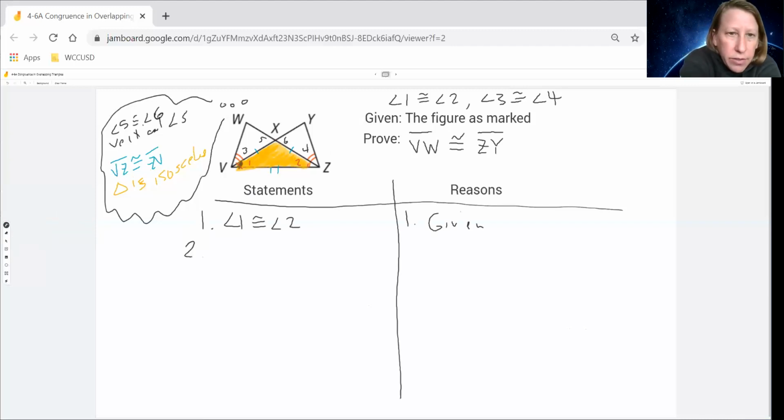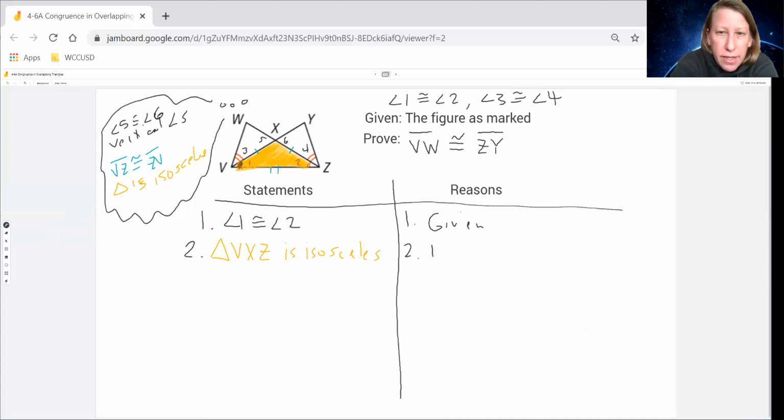And then I'm going to do that triangle. Triangle, what's it called? VXZ is isosceles. And how do we know it's isosceles? What have we learned about before that tells us if we have a picture like that, then the triangle is isosceles? Well, it's actually the converse of the isosceles triangle theorem.